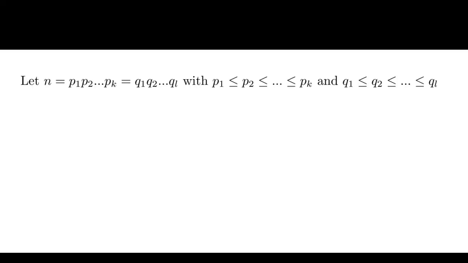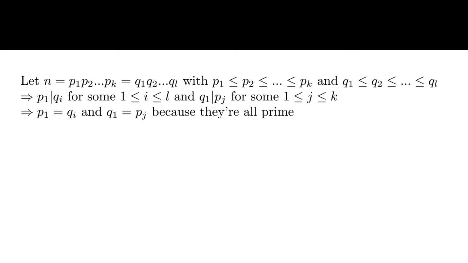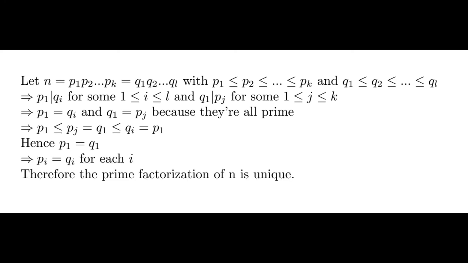Now, as far as the unique part, it's centered around an argument where we let n have two different factorizations, where the primes are in ascending order. We show that one prime, namely p1, of the first factorization must divide some qi from the second factorization. Then we deduce that p1 equals qi, since they're both primes. And likewise, q1 equals pj for some j. Therefore, p1 equals q1, since this inequality sandwich has to be true. If we continue inductively, we'll learn that the factorizations are actually identical, so the factorization of a composite number into a product of primes is in fact unique.